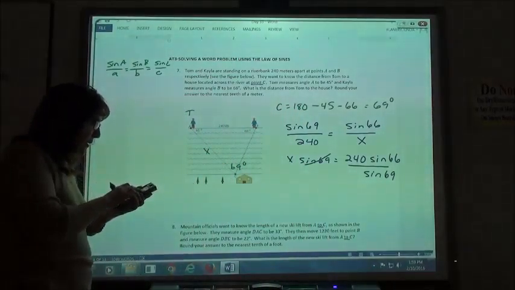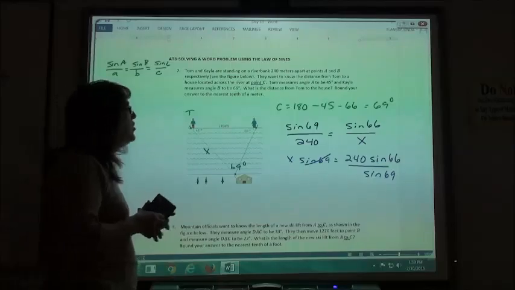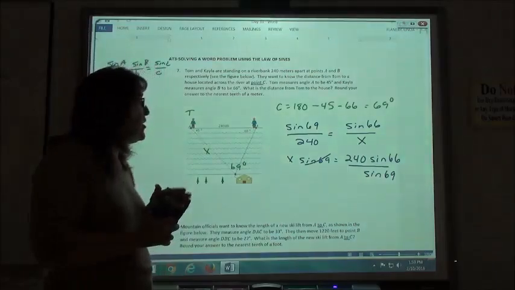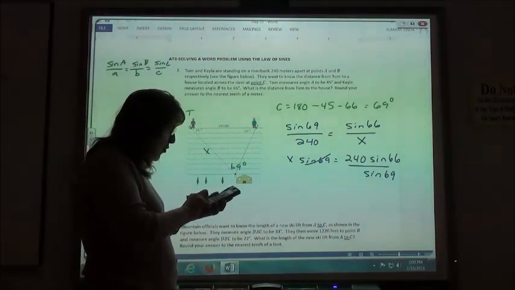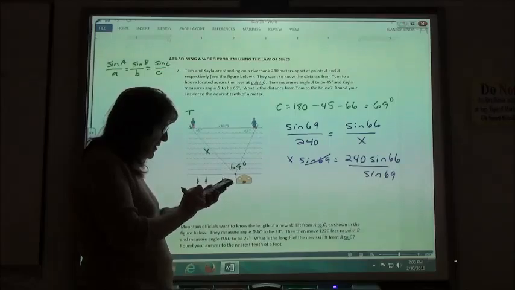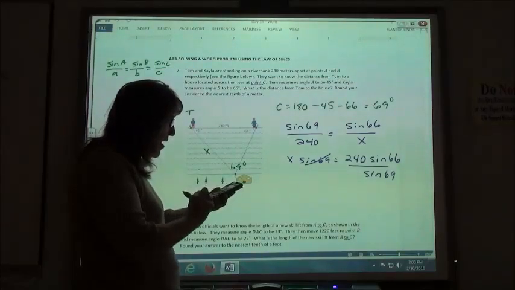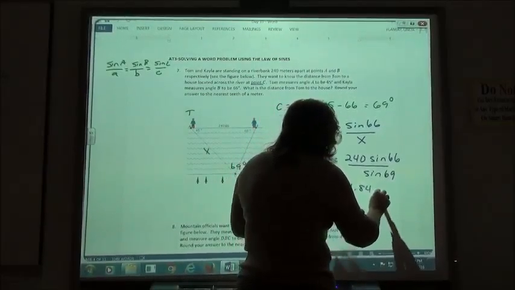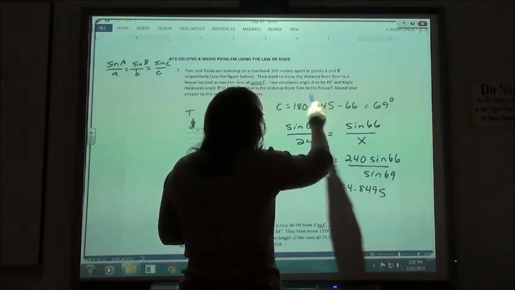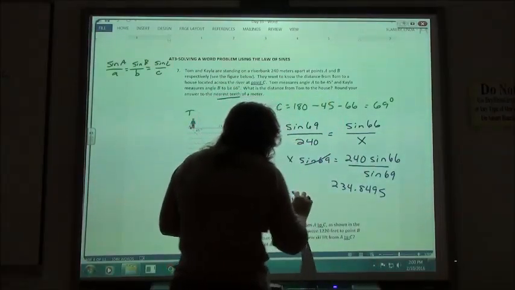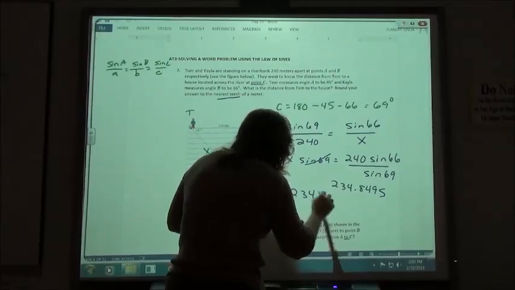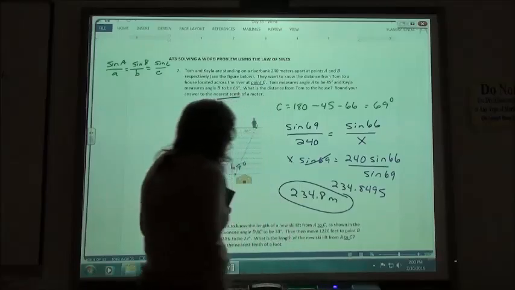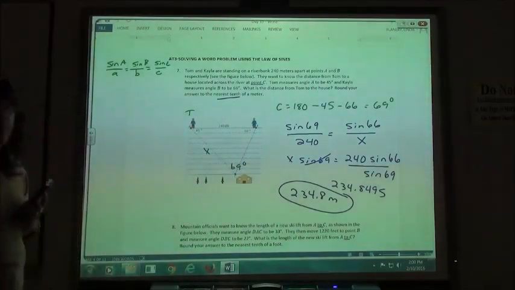Again, be sure your calculator is in degree mode. If it's not, mode number 1 would put it into degrees. So we have 240 sine of 66 divided by the sine of 69, and I get 234.8495. I want to round that off to the nearest tenth, so 234.8, and this would be in meters. So Tom is 234.8 meters from the house.